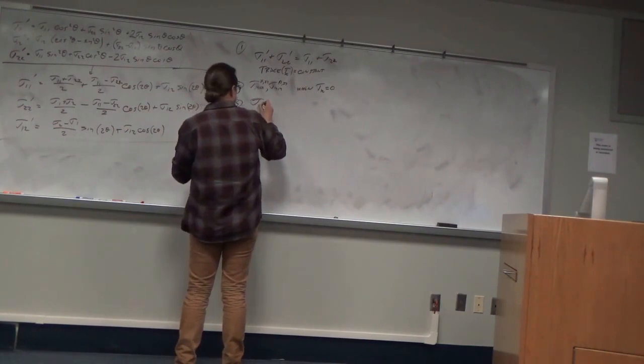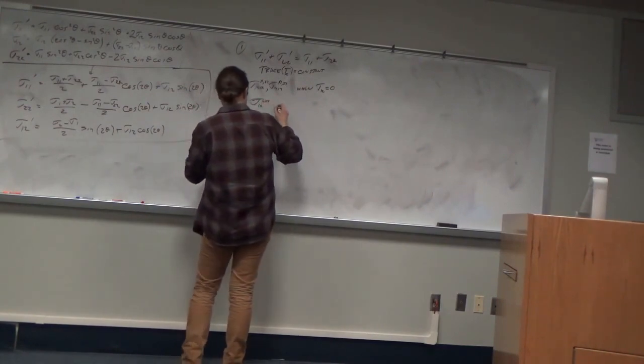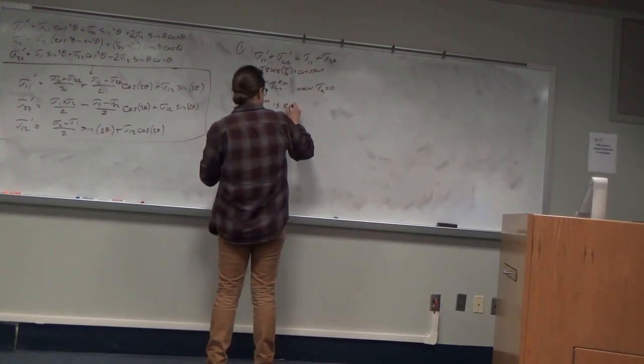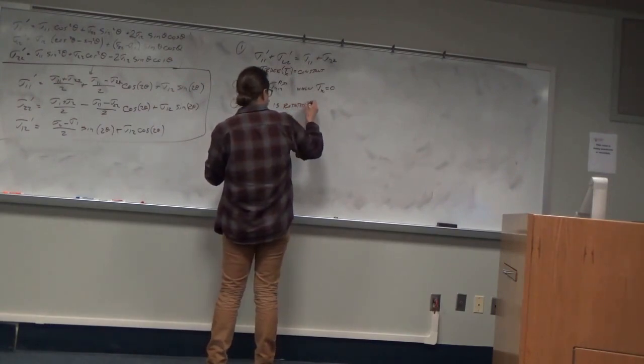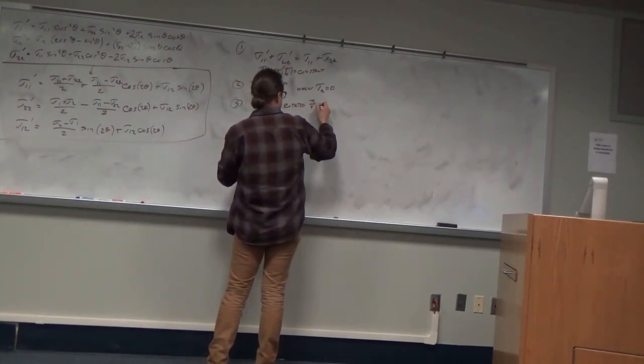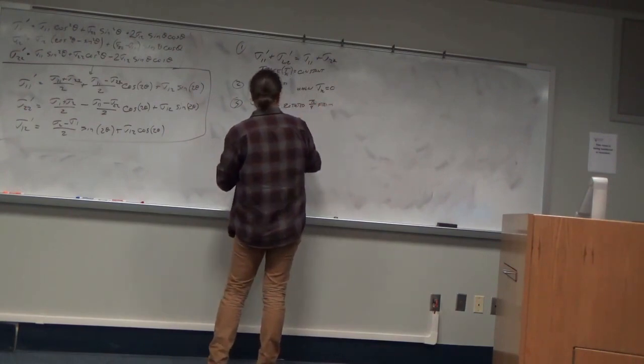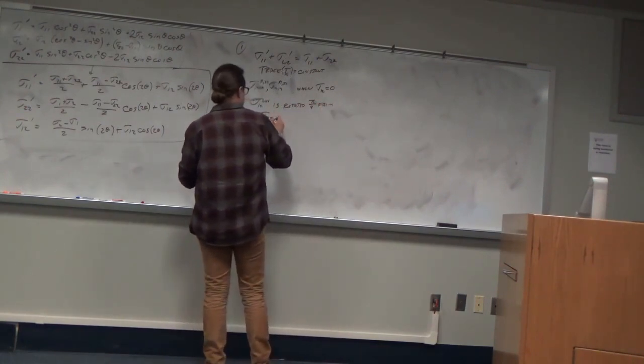Sigma 1,2 max is pi over 4 from the principal orientation, where sigma 1,2 equals 0.